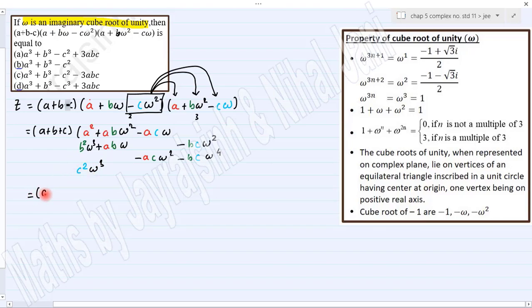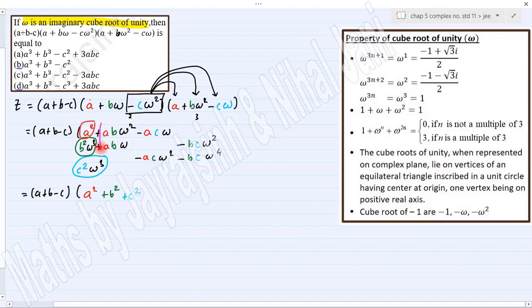Now let's further simplify. Here we have a plus b minus c, so it will remain as it is, and let's simplify. Your a square will be as it is. Then we know that omega cube is 1. So b square omega cube will become plus b square. And similarly this c square omega cube will become c square.